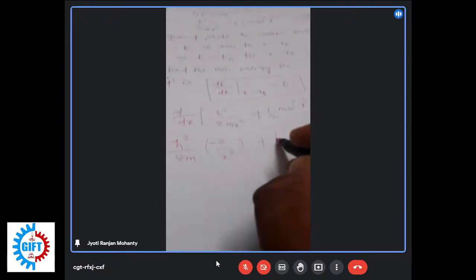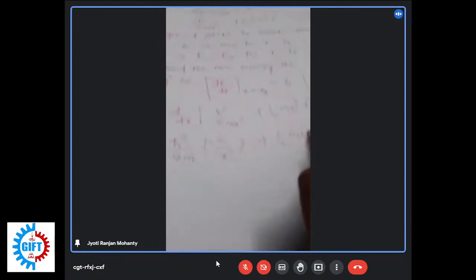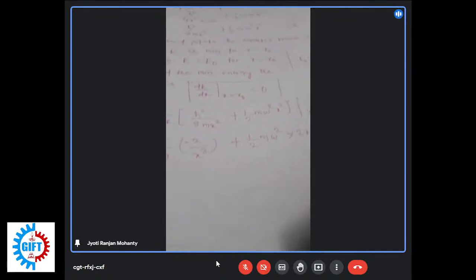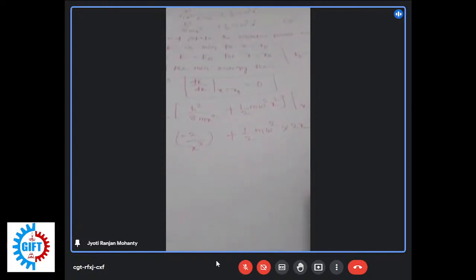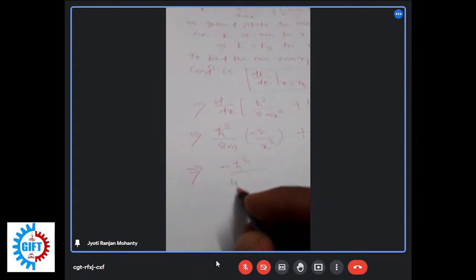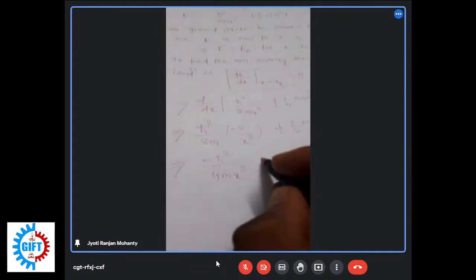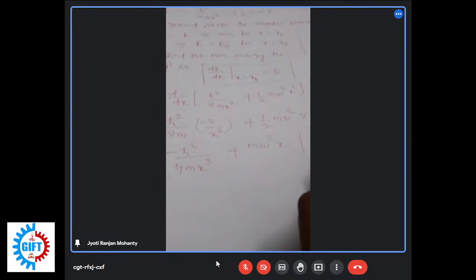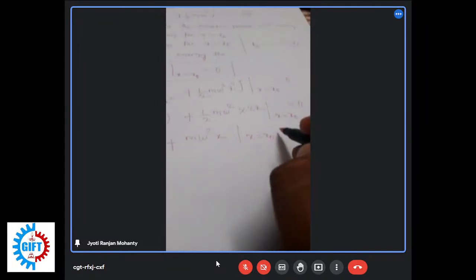Okay, what will be the derivative of the second term? Half m omega square x square, the derivative of x square is 2x. This is our x is equal to x0, the limiting value, is equal to 0. Now here the 2 and 8 will be cancelled. What will remain next? Minus h cross square by 4m x cube plus, here 2 cancels, m omega square x, at x is equal to x0, is equal to 0.